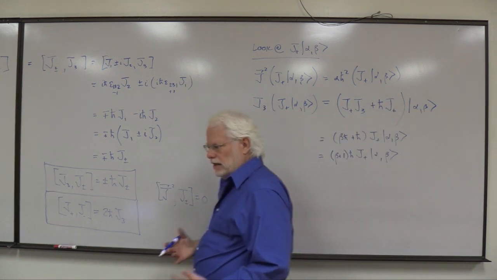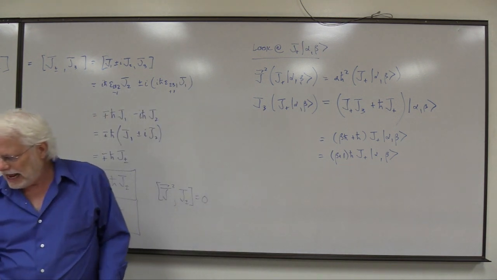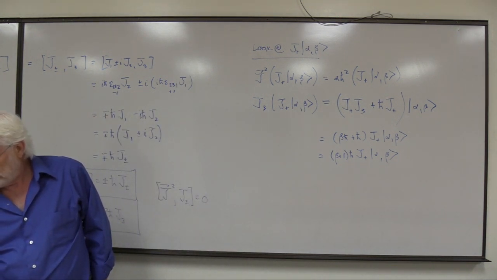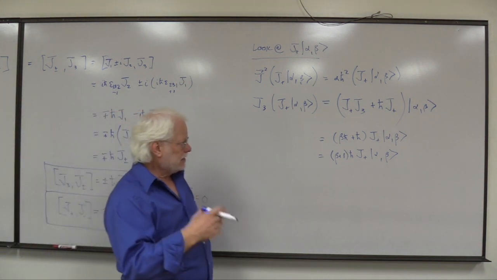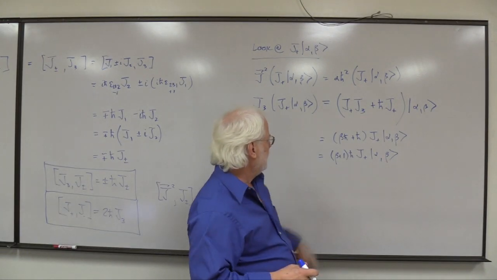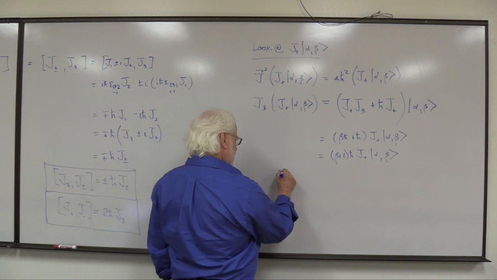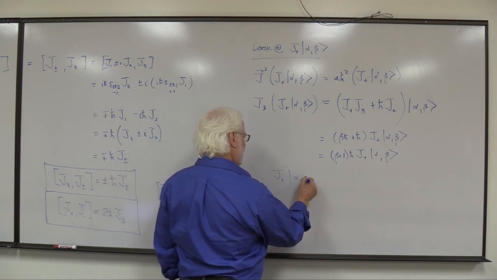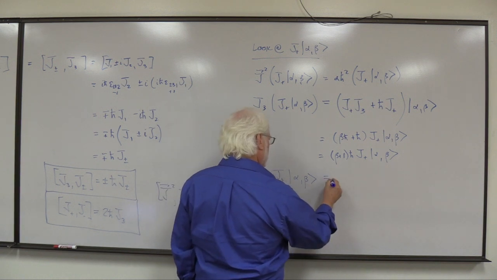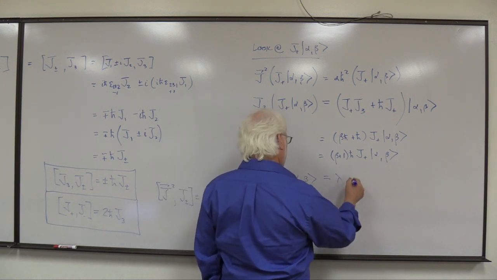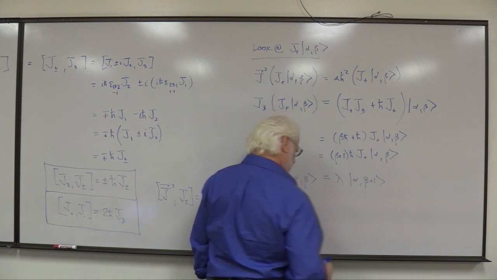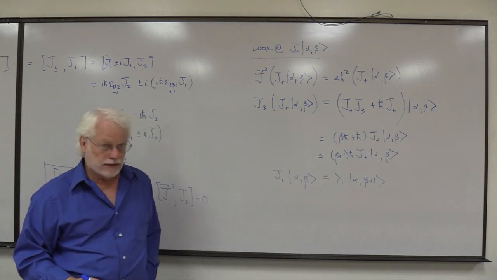So the effect of J plus acting on a given eigenstate is to give an eigenstate with one higher value of beta. That is, it must be the case that this state, J plus on alpha beta, is proportional, with some proportionality constant, to the state having the eigenvalues alpha and beta plus 1.